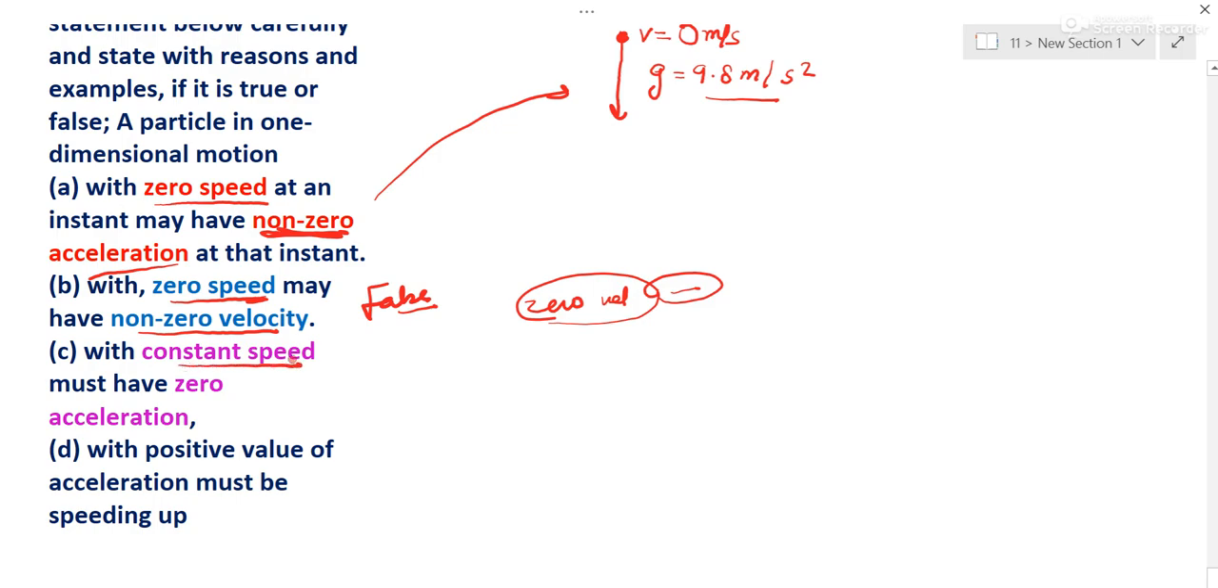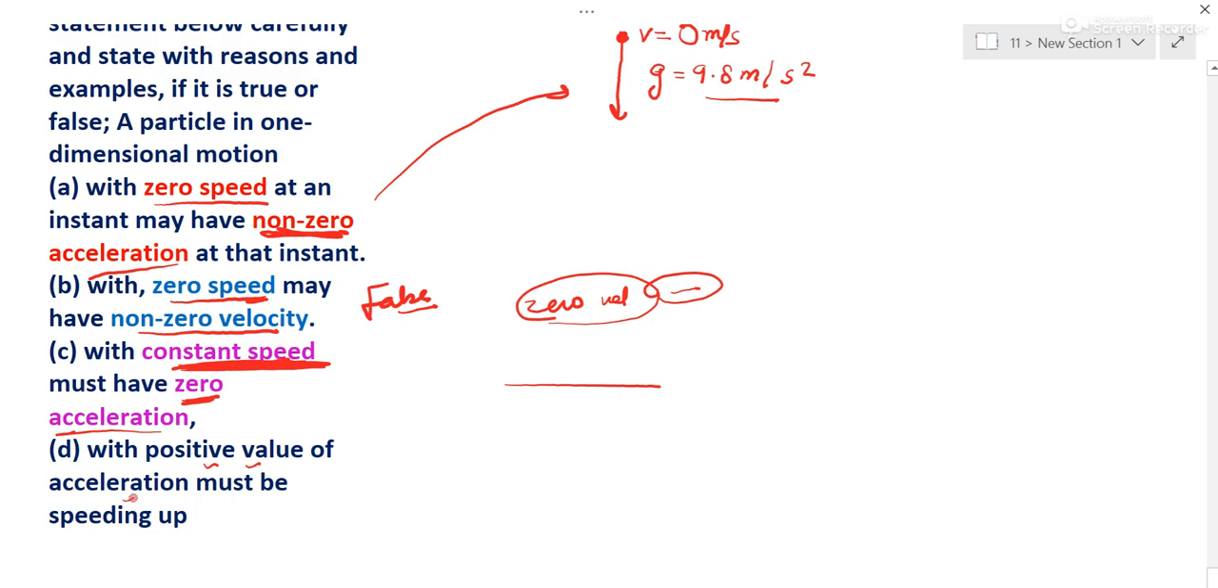Constant speed must have zero acceleration, that's true. If speed is single, there is no acceleration. This is true. When speed is single, one speed, nobody is accelerated.